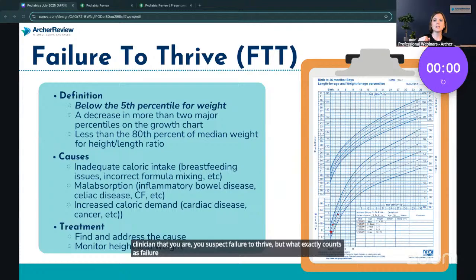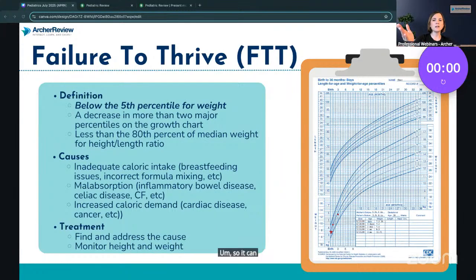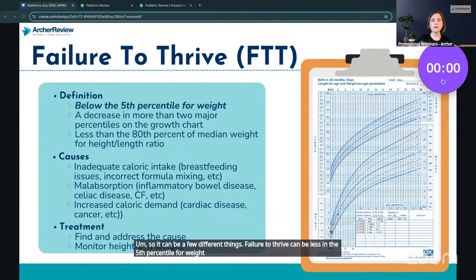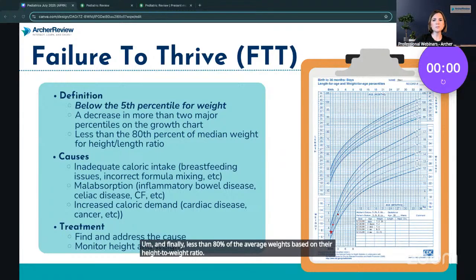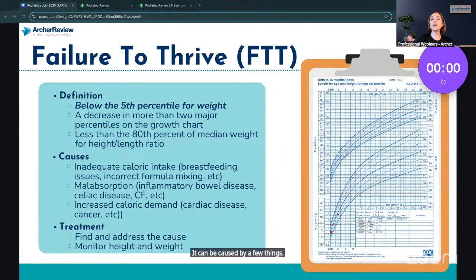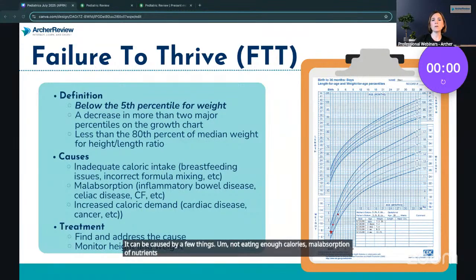So being the astute clinician that you are, you suspect failure to thrive, but what exactly counts as failure to thrive? It can be a few different things. Failure to thrive can be less than the 5th percentile for weight based on their age, a decrease in more than 2 major percentiles on their growth curve, and finally less than 80% of the average weights based on their height to weight ratio. It can be caused by a few things: not eating enough calories, malabsorption of nutrients, conditions that require increased calorie demand.